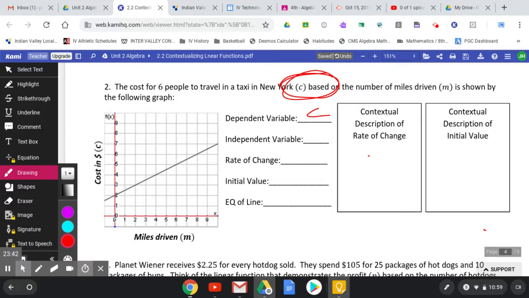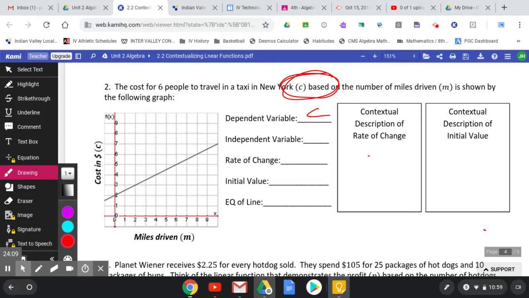Good. Nothing wrong with that. There's more than one way to look at this problem, as is usually the case. What did you say, Luke? Because it's the Y value. And my Y value is always the output or dependent variable. So I can look right here and know right away that my dependent variable's got to be C, therefore my independent variable has to be my input, or miles driven.